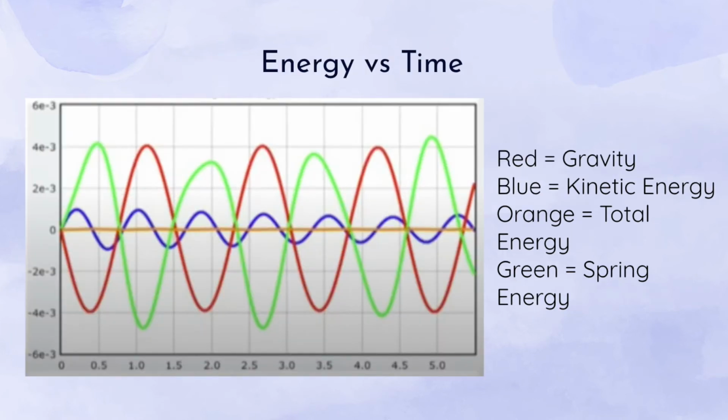This slide shows the energy versus time graph. Everything that was said in the previous slide also applies to this graph, including the key. This is because the mass oscillated consistently, which means that the change in energy over time will be the same as the energy from time graph.